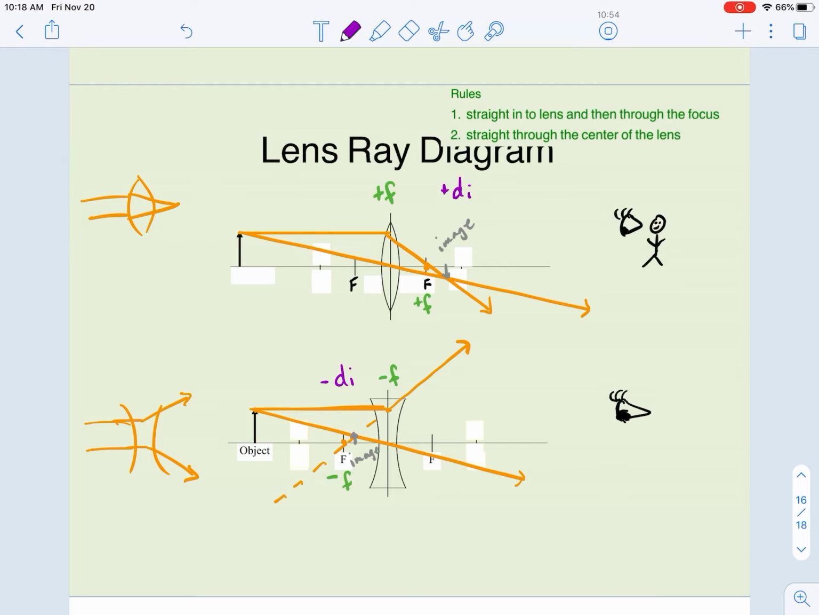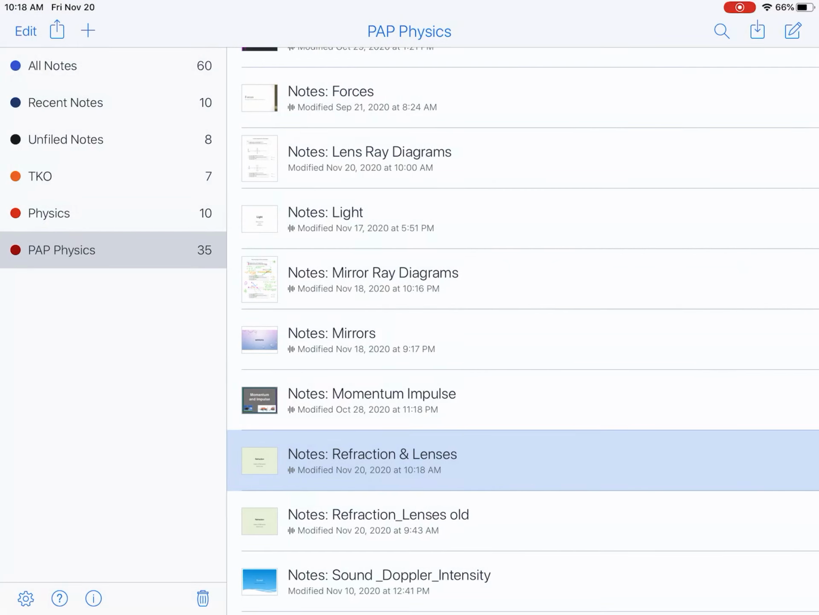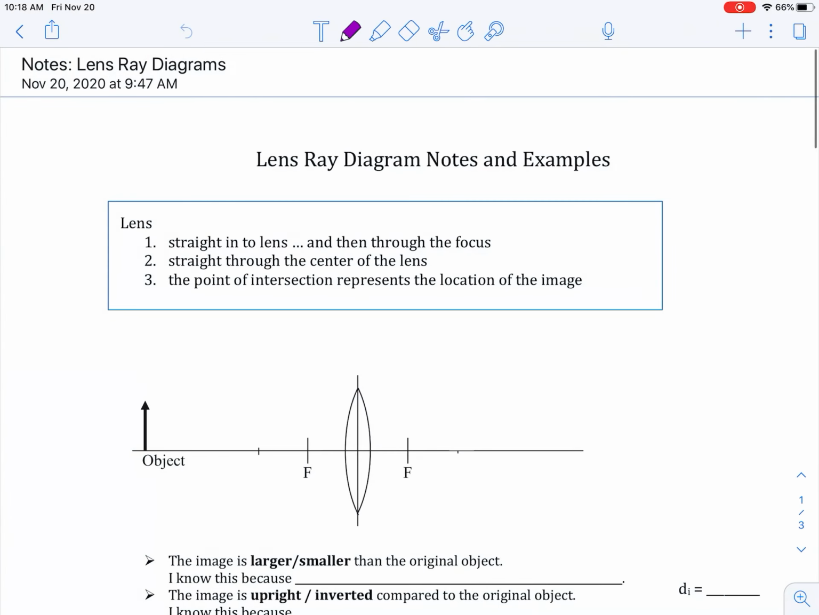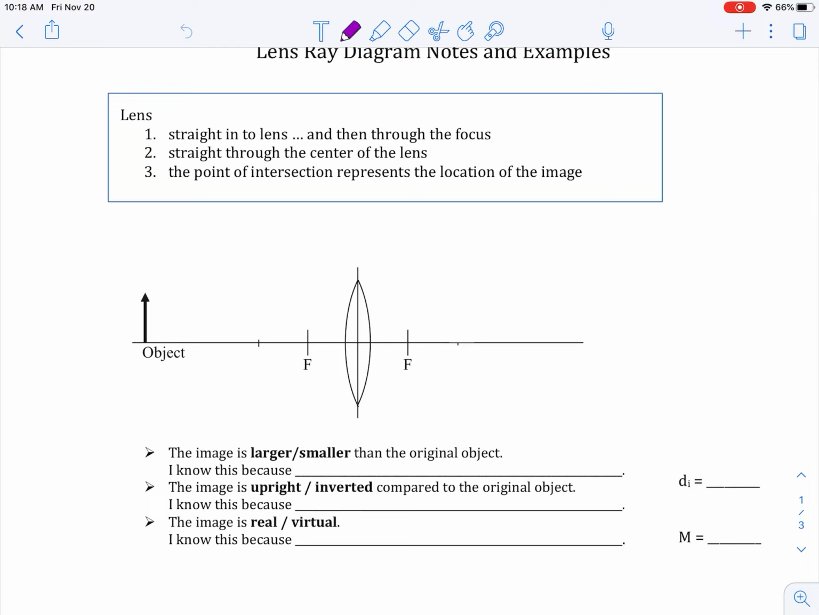So when we are identifying the meaning behind a positive DI or a negative DI, we say that negative DIs are virtual, and indeed we ended up needing virtual lines in order to produce this image, and this is the negative side for my lens. Okay, so DI and F are negative if it's on the same side as the object, and DI and F are positive if it's on the same side as the eye or the observer.